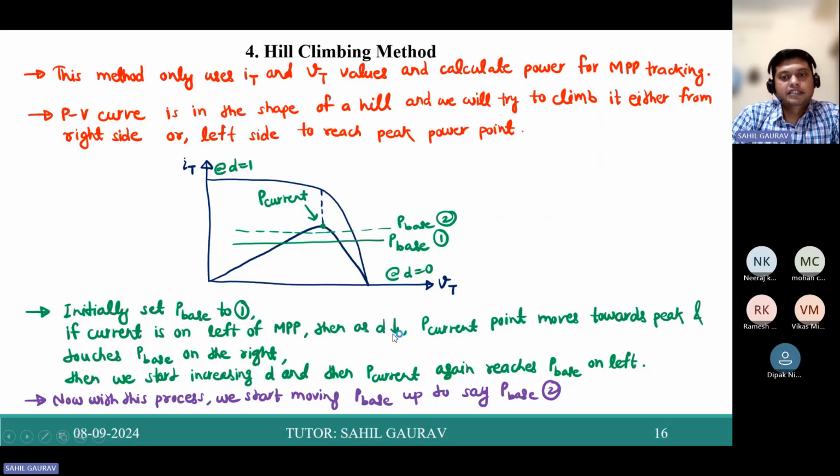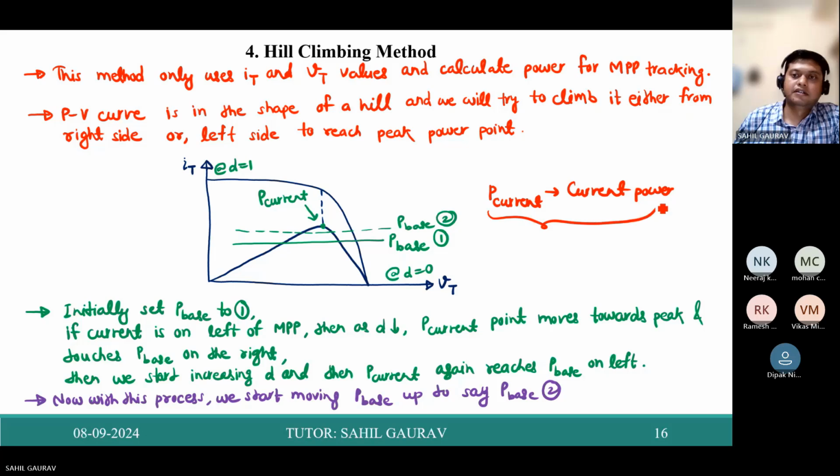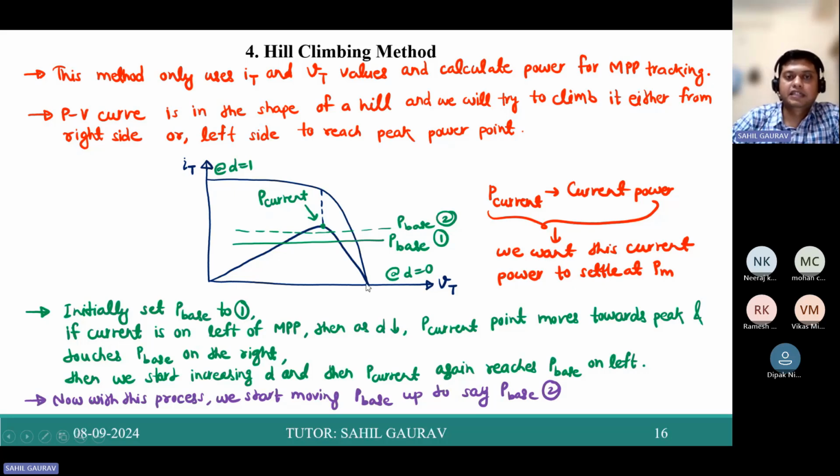So as the duty ratio decreases, the current power, the peak current, moves. We want this current power to settle at the MPP, the maximum power point. The peak current is moving, and this P base we assume first, and then it will move according to the filter time constant.